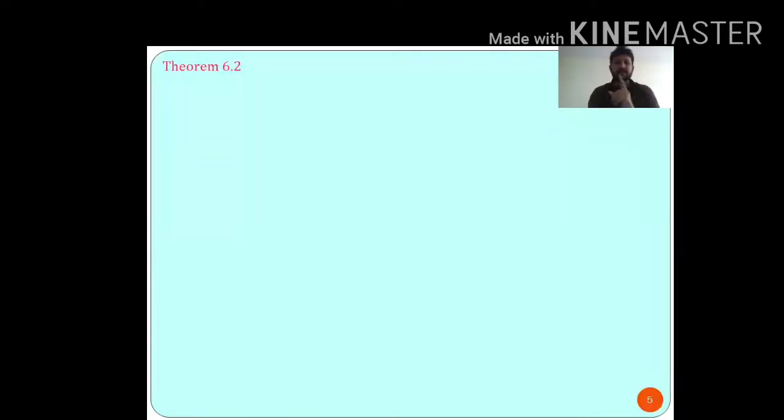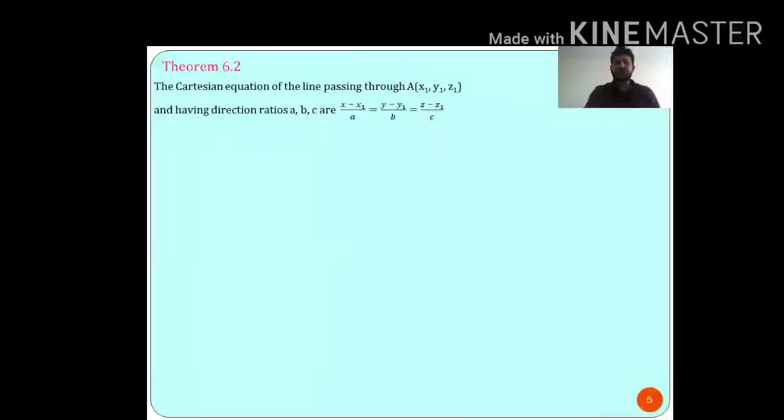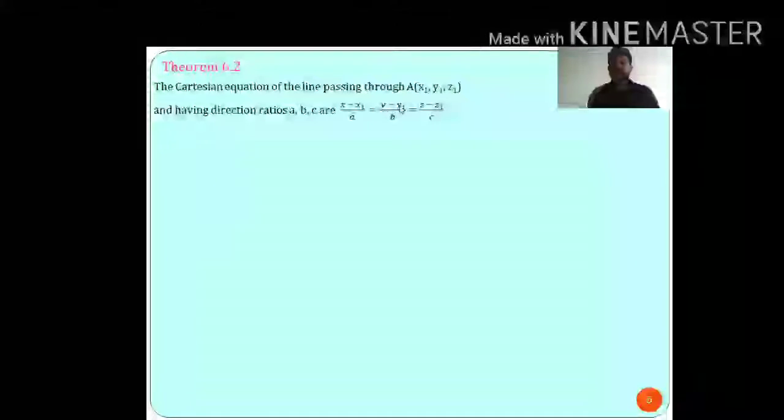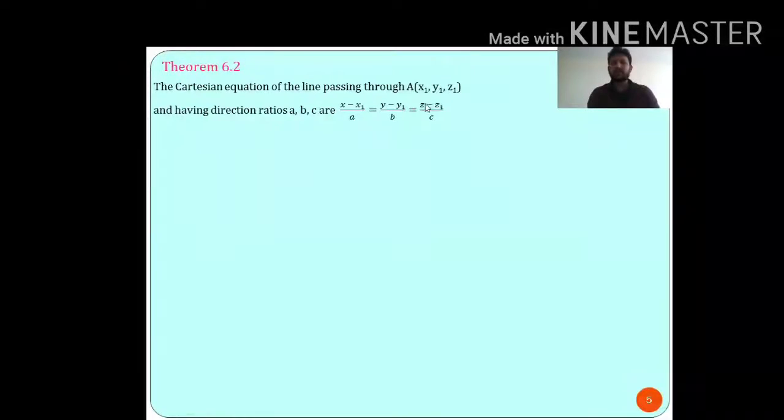Before numericals, let us see one more theorem. Theorem 6.2 statement: the Cartesian equation of the line passing through A of x1, y1, z1 and having direction ratios a, b, c is (x minus x1) upon a, (y minus y1) upon b equal to (z minus z1) upon c. In the previous slide, you have seen the vector equation of a line.